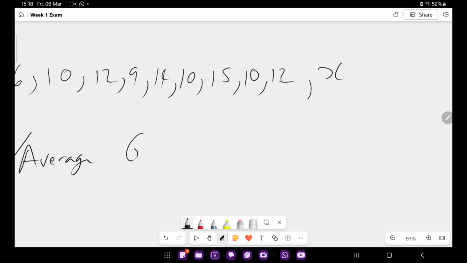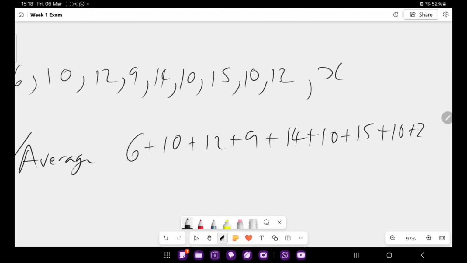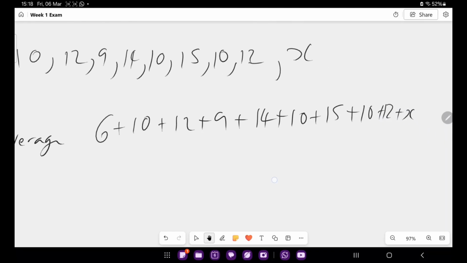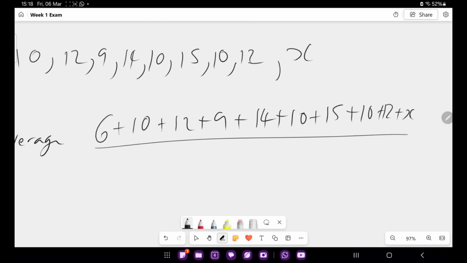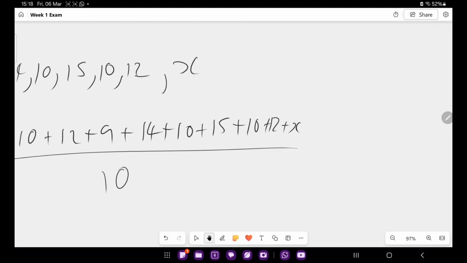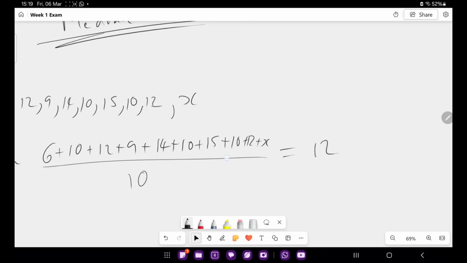So we say 6 plus 10 plus 12 plus 9 plus 14 plus 10 plus 15 plus 10 plus 12 plus x, don't forget x, divided by 10 days or 10 inputs is equal to 12. So now we have this big equation.